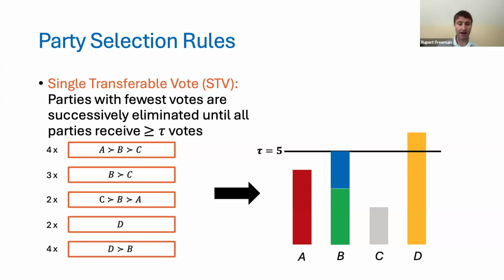After the vote transfer, A is the party left with the fewest votes. They still haven't reached the threshold, so we eliminate them. And we can see that the supporters of A actually have B as a second choice as well. So those votes transfer to B. And we're left with a feasible parliament, B and D, where the seats will be allocated in proportion to the new heights of these bars that you see on the screen.